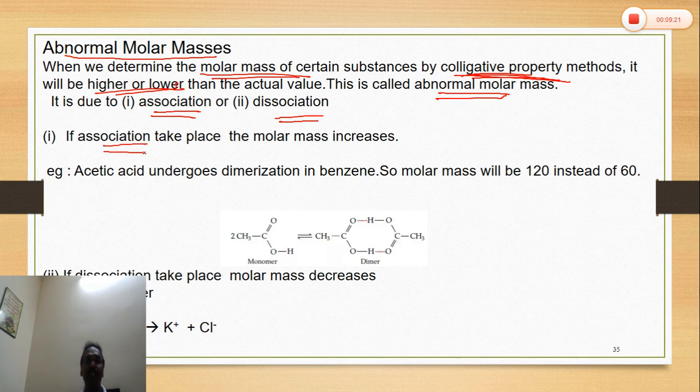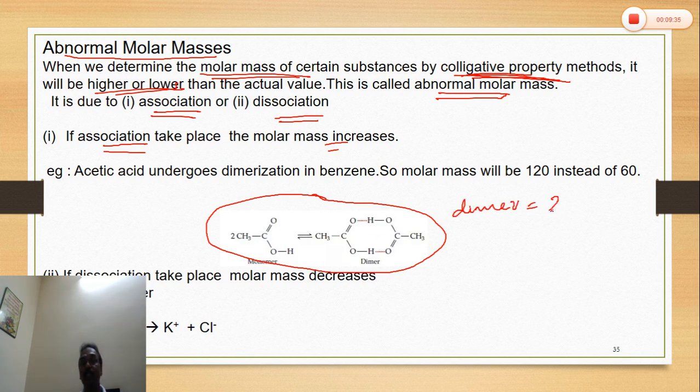If association takes place, then what happens? The molecular mass increases. For example, this is acetic acid. Acetic acid undergoes dimerization in benzene solution. Dimer means two units combined together. So if we determine molar mass by the colligative property method, we will get 120 instead of 60, that is 60 into 2 is equal to 120. This is called abnormality. So when dimerization takes place, double the molar mass is obtained.